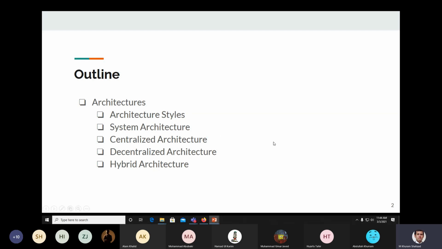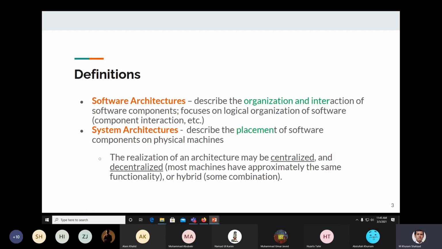So today we are going to study architectures. Only architecture. There are five types of architectures we will study. First, we are going to understand what architectural styles are, what system architecture is, what centralized architecture is, and what decentralized architecture is. And then we will illustrate hybrid.